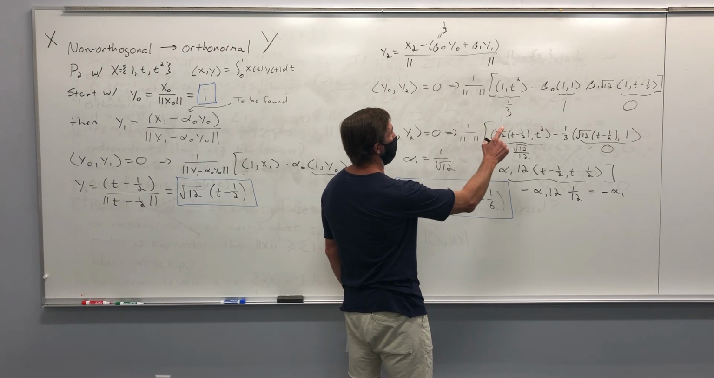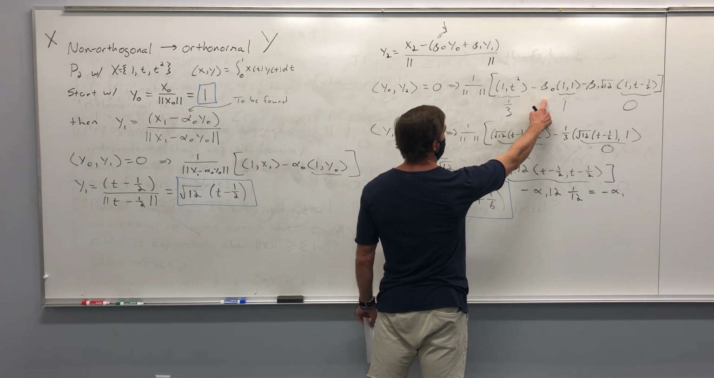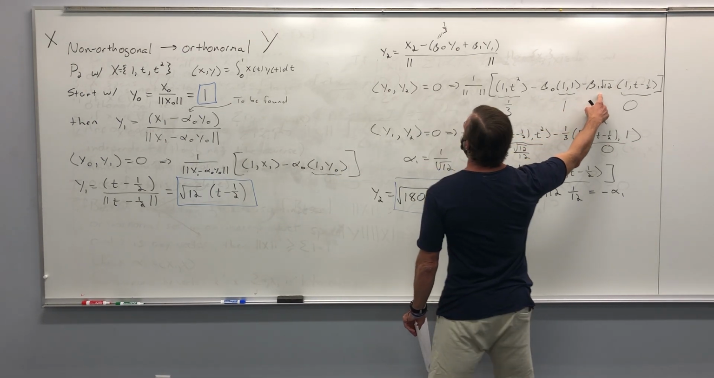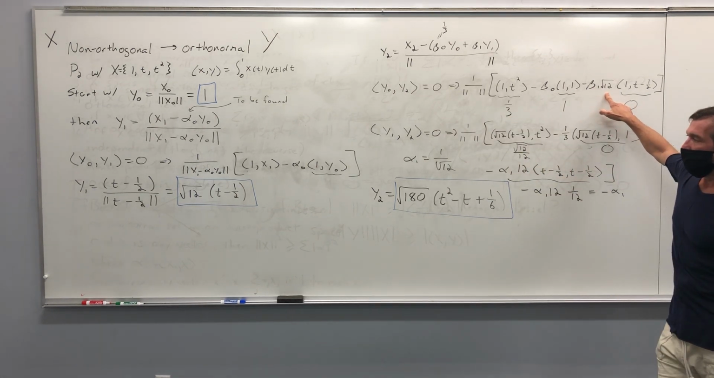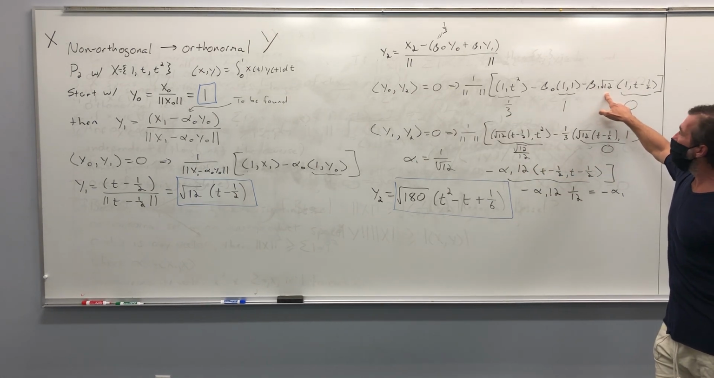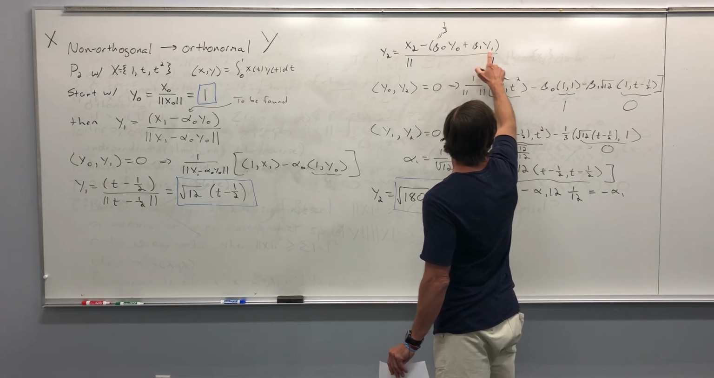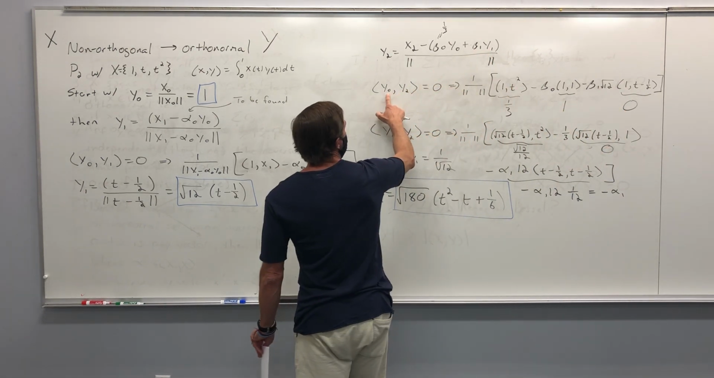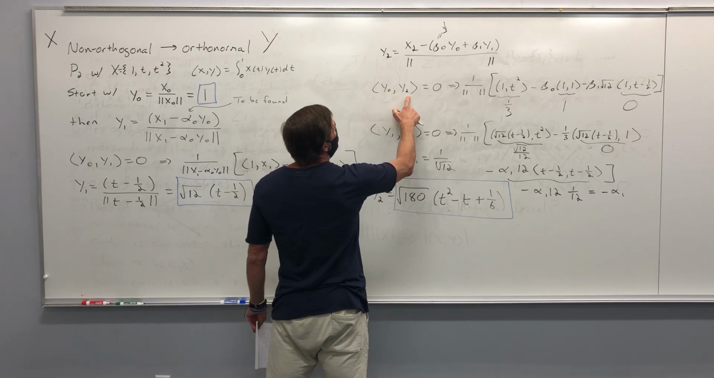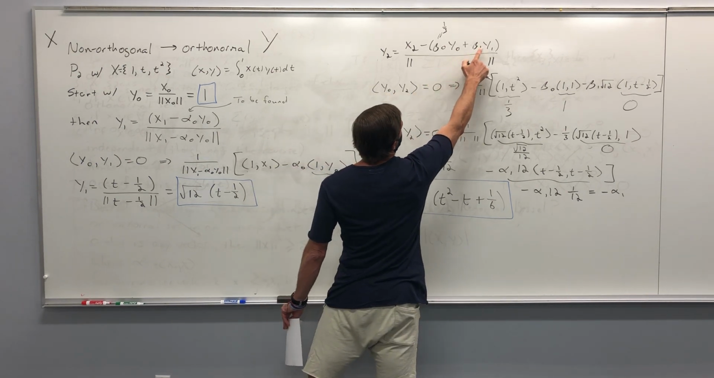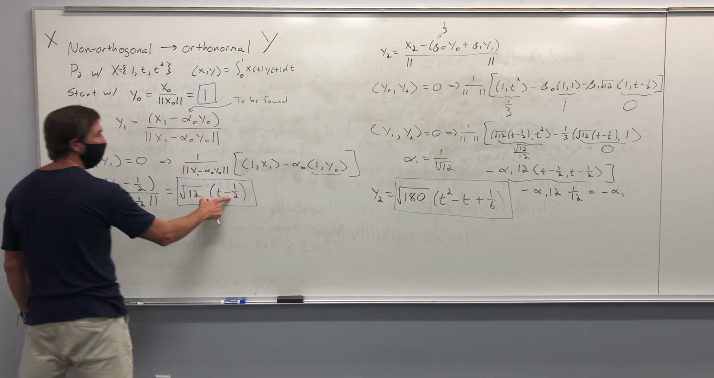Where the betas are, the beta is here. Square root 12. Where did the square root 12 basically come from? I'm taking the inner product of 1 with everything here. This is beta 1 y1. So I want to take the inner product of 1 with y1, but y1 is root 12 t minus a half.